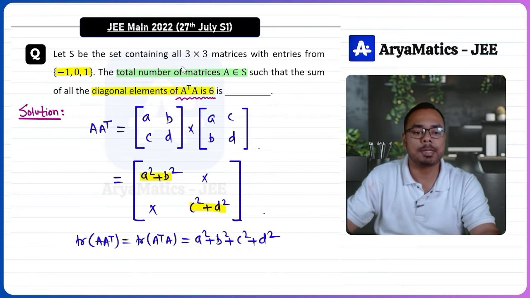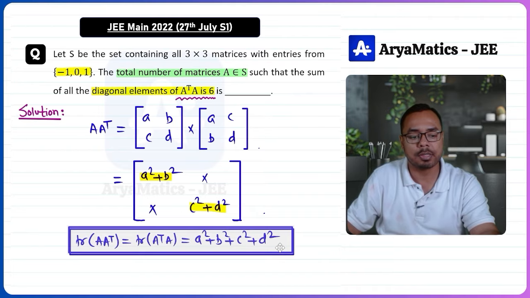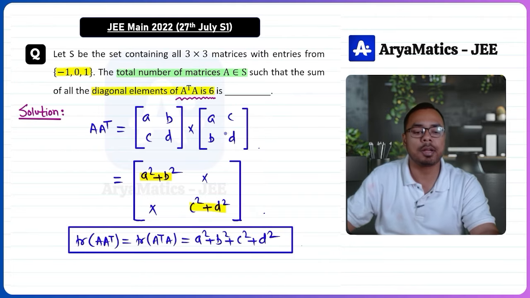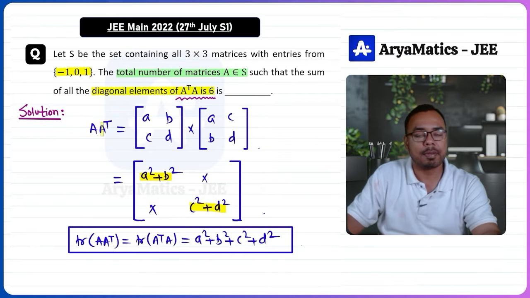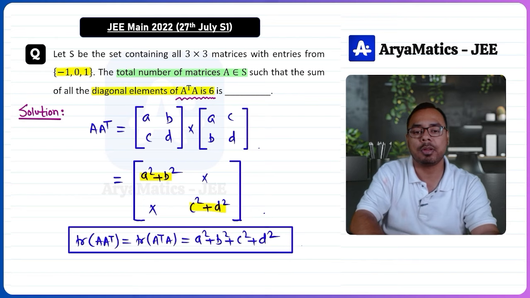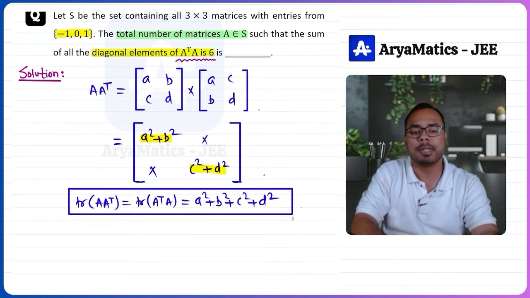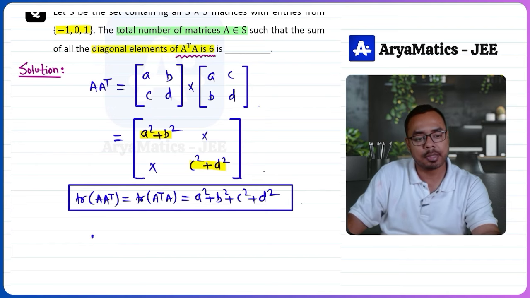Now notice that A, B, C, D were nothing but the elements of this 2 cross 2 matrix, right? So this is one very important result, that for any square matrix, trace of A into A transpose is nothing but sum of square of all the elements in that matrix. Here I have taken example of 2 cross 2 matrix, but the result is valid for 3 cross 3 matrix also, any n cross n matrix, right?